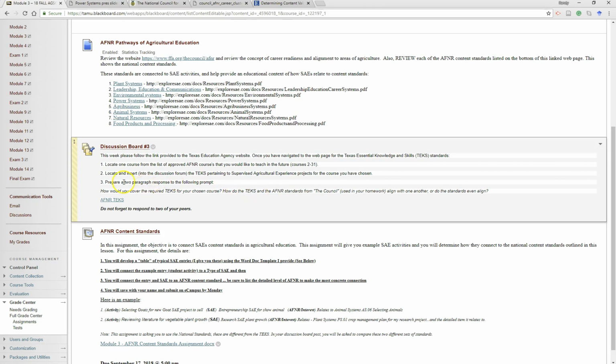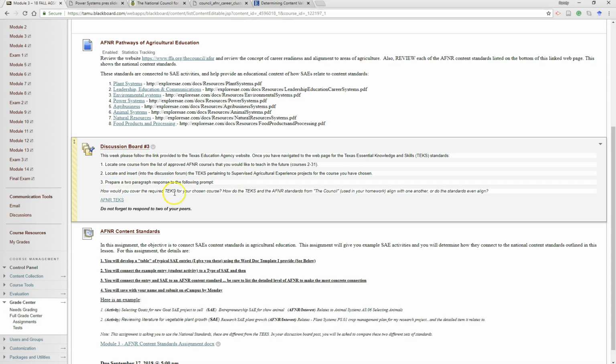Now, when you move from there, I want you to locate and insert the TEKS pertaining to your supervised ag experience projects for the course you have chosen. Okay. So, provide the TEKS that relate to SAE in that course. Now, moving forward here, your response is going to be a 2-paragraph response to the following prompt. Okay, so this was just a copy and paste from the TEKS. You heard me correctly, copy and paste.